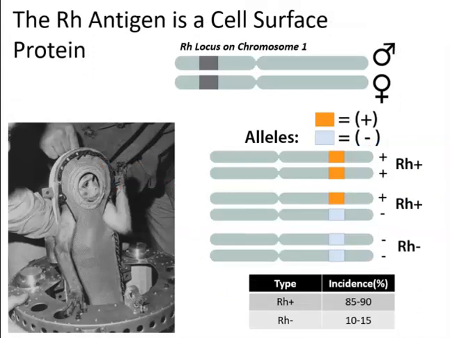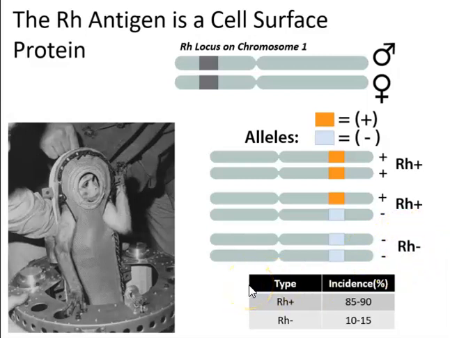Rh antigen is just another cell surface protein. We were able to find this antigen through working with rhesus monkeys. The Rh locus is on chromosome 1, and basically you're either positive or negative for the Rh factor. So if both parents are positive, you'll be Rh positive. If one parent is positive, you'll be heterozygous for Rh positive. If both parents are negative, then more than likely you'll be Rh negative.